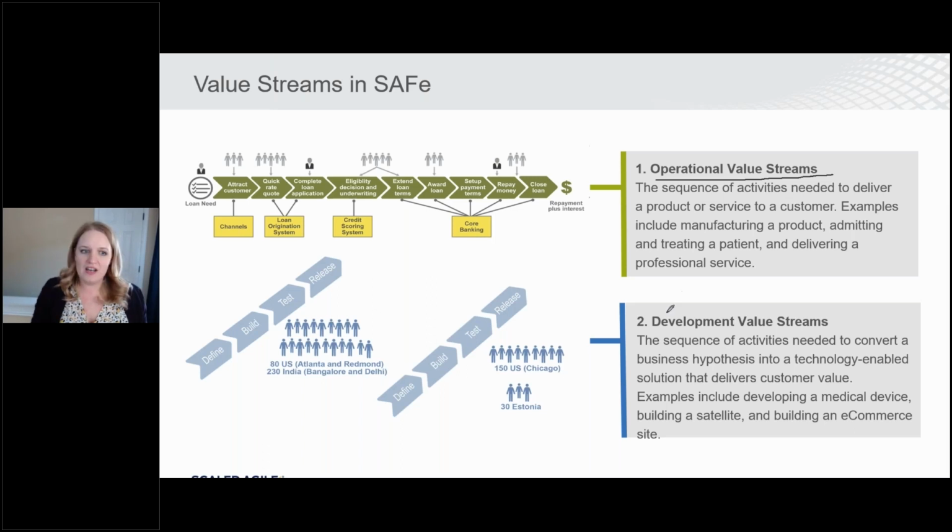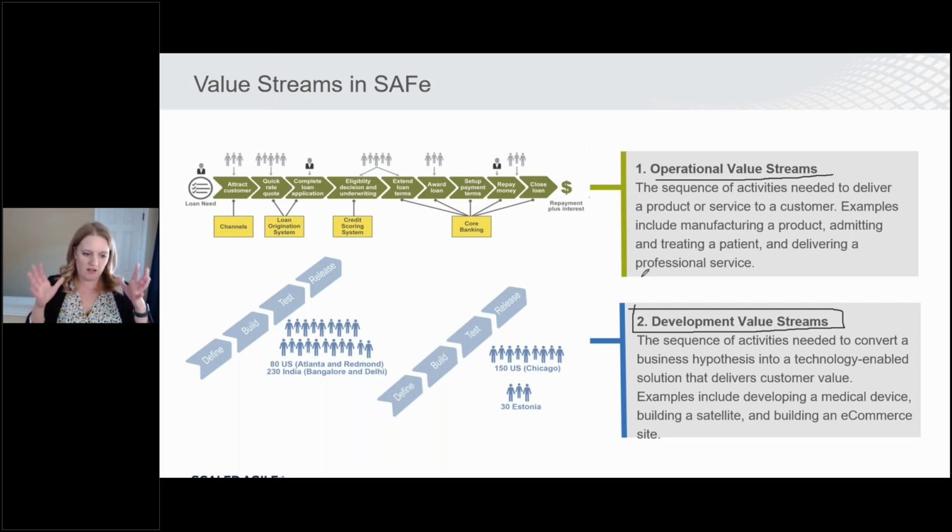We also have development value streams, and this is what we organize our people around. Our agile teams are organized in these development value streams. And what are development value streams? They are all the people and steps that are building the solutions or systems used by that operational value stream. So in that Starbucks example, as you were walking through the operational value stream, you interacted with multiple systems that were built by a development value stream.